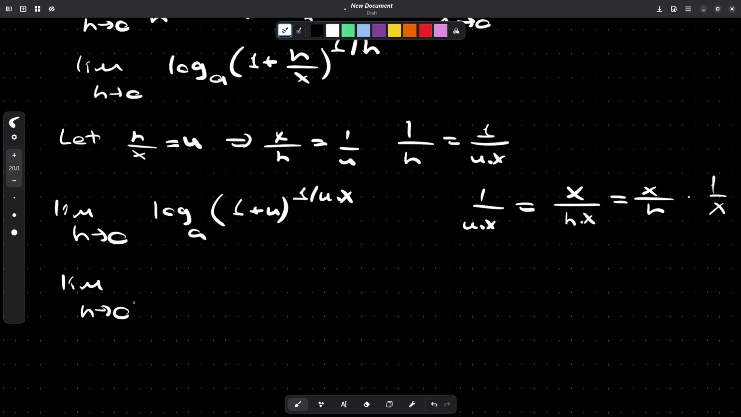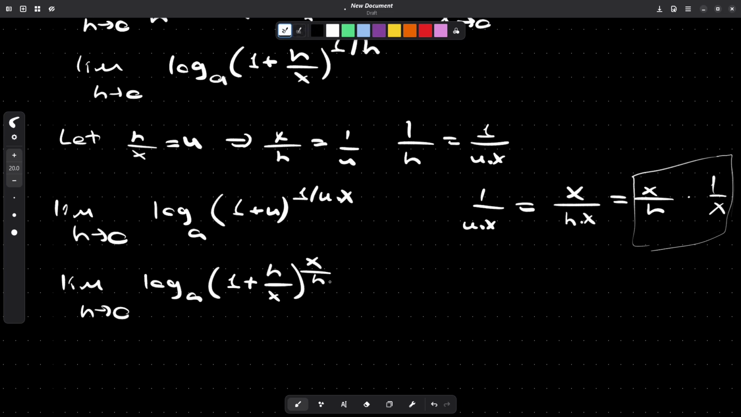Limit as h approaches 0, log base a of 1 plus, I'm going back to h over x. Instead of 1 over u times x, we will use this equation we found. We can write this as x over h to the power of 1 over x, because with power of a power, we multiply the powers, which is the same thing here because these are multiplied. We did not change anything with this.